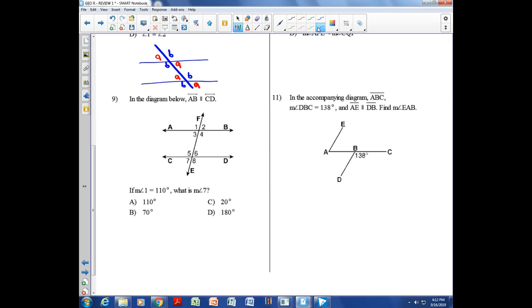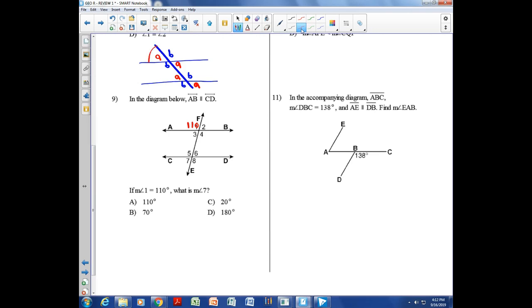Well, here they're giving us one angle. They're telling us the measure of angle 1 is 110 degrees. I'm just going to put it right in there because this is a multiple choice question. I can mark this up however I like. I'm just going to write a 110 here. Now, that in my map up here that I made is kind of in the A position.